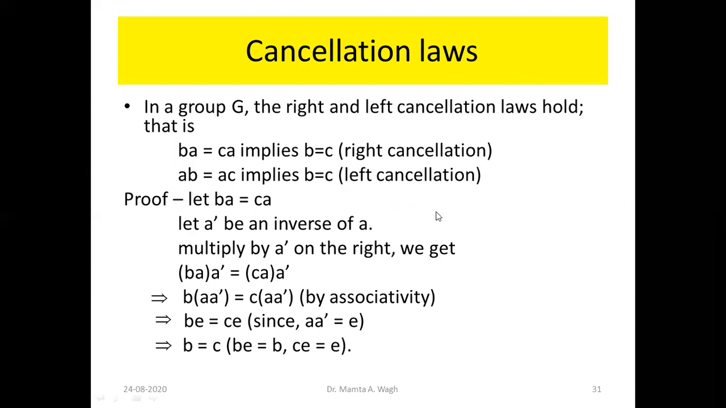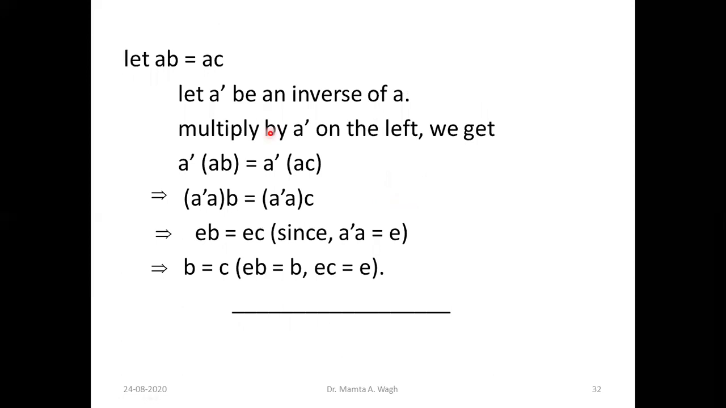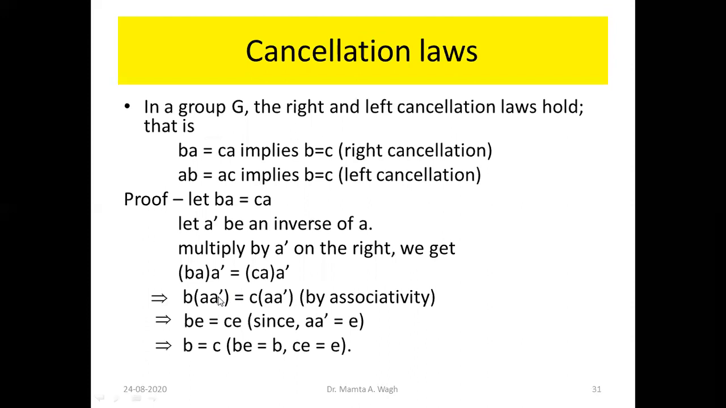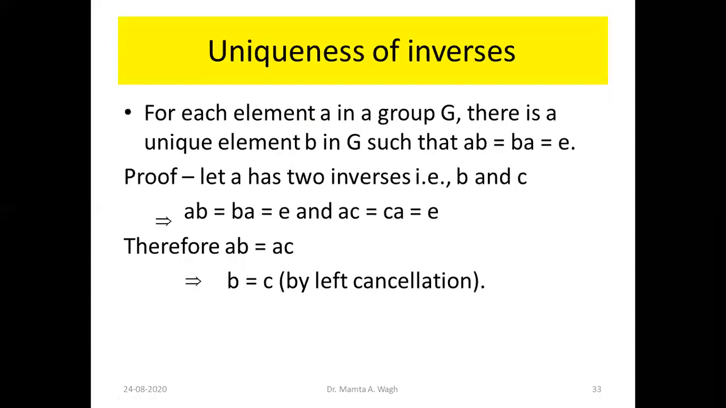Similarly, you can prove left cancellation also. So suppose that AB is equal to AC, and suppose that A dash is the inverse of A. Now you multiply by A dash on the left hand side, then you will get this. Then again by associativity, A dash into A, take them together, A dash A into B is equal to A dash A into C. Now A dash into A, this is your identity. So EB is equal to EC, and EB is equal to B, EC is equal to C. So from here B is equal to C. So we have proved right cancellation and left cancellation. So cancellation property holds in groups.